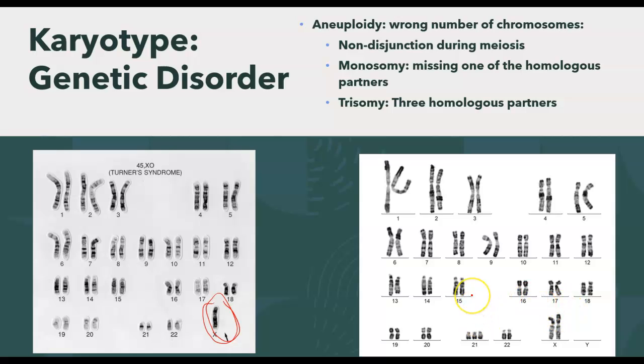If you look at this next karyotype, you will notice that for chromosome number 21, there's 3 of them. So this baby actually has 47 chromosomes versus 46. If you have a trisomy, depending on where it is, some of the more common ones are trisomy 18, trisomy 13, and trisomy 21. Trisomy 21 is Down syndrome.